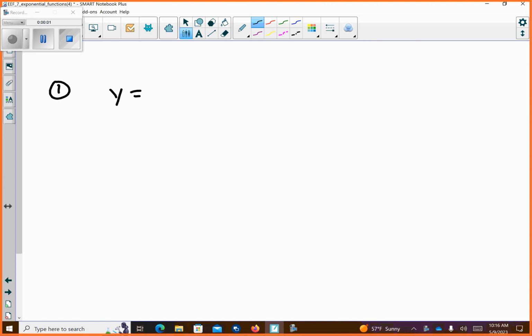One, they want us to know, is it exponential? And the answer is no. The reason it's no is 9 and x are being multiplied together. This is 9 times x. That does not make an exponential function. It makes it linear.